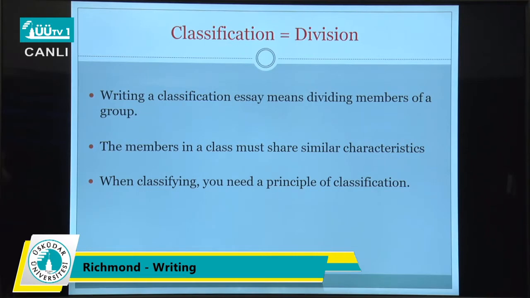When classifying, you need a principle of classification. So here we are talking about the same thing. When doing the classification, we need a principle, so we won't be off topic and the categories share similar characteristics.